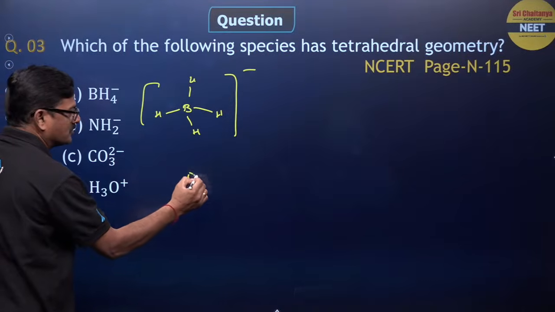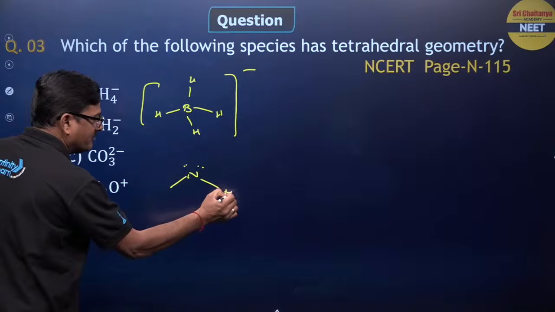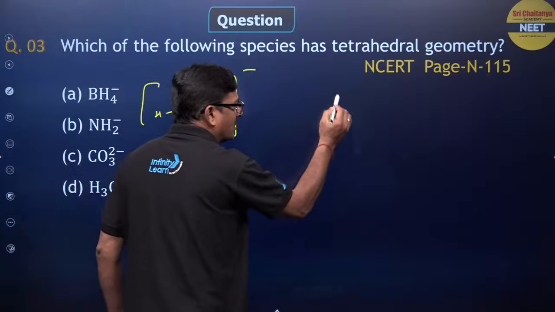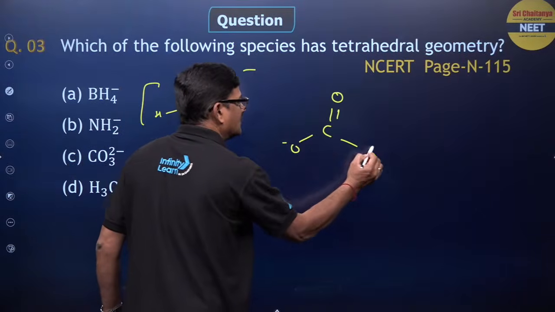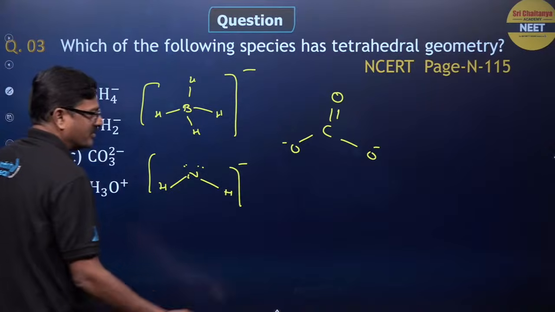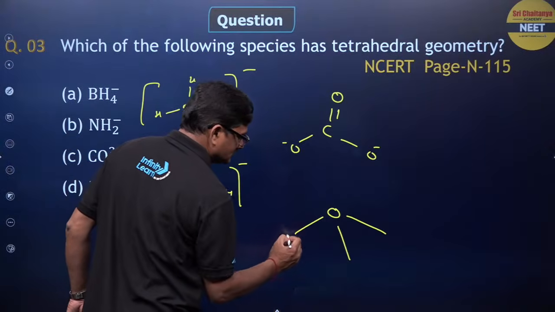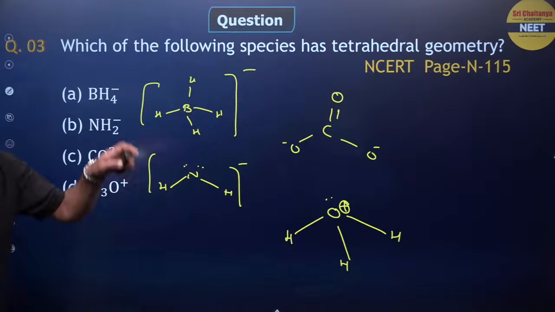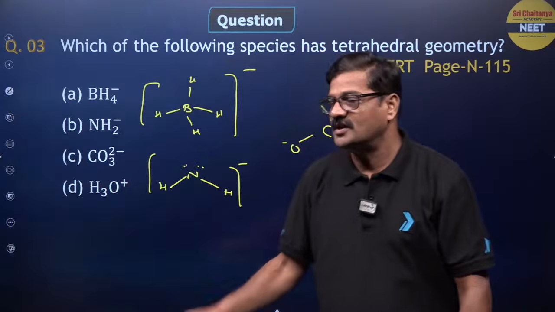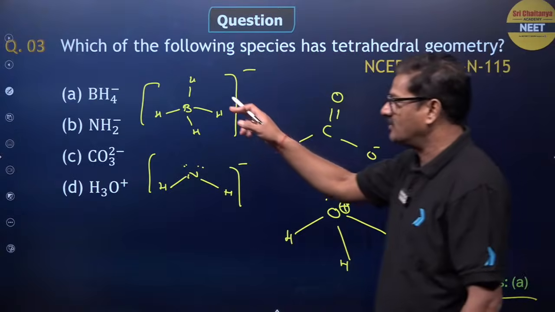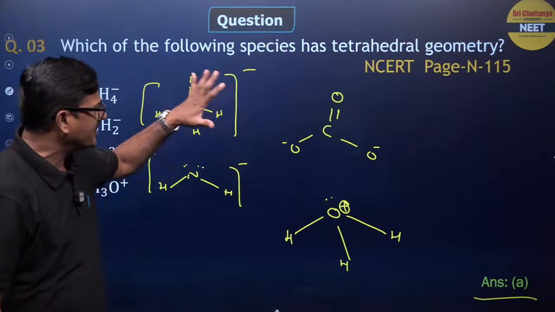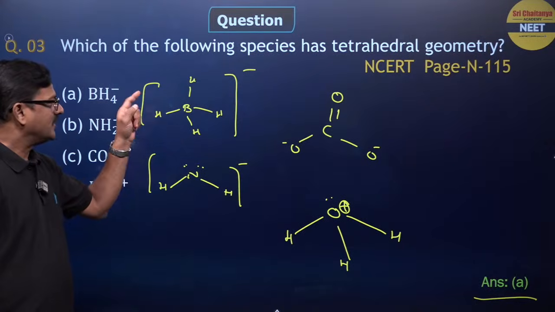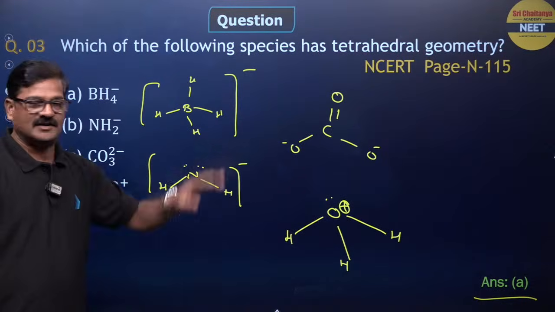If you see NH2 minus, it is a bent shape. And CO3 2 minus is trigonal planar, and you can see H3O plus is pyramidal. It is a pyramidal structure. Which is having tetrahedral geometry? I would say BH4 minus is going to have tetrahedral geometry. It is straight away taking this structure according to VSEPR. So bond pairs are 4, it is tetrahedral.